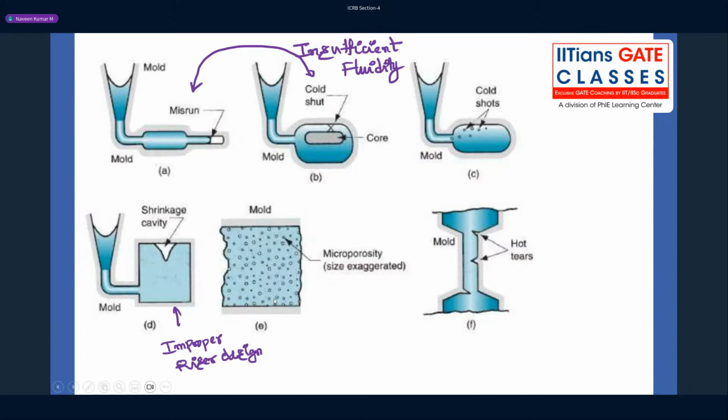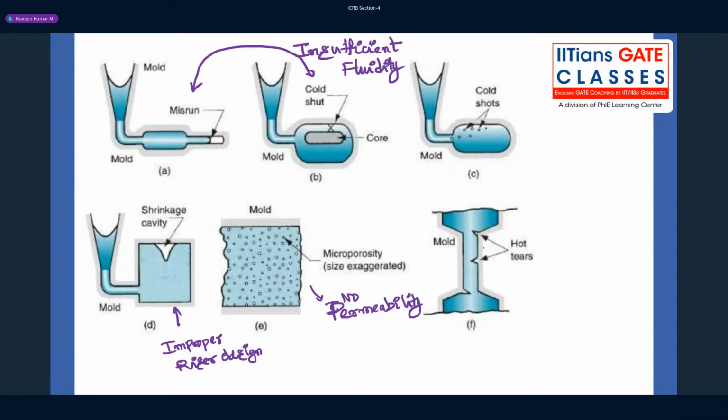Then there is liquid shrinkage, solid shrinkage, and solidification shrinkage. There are so many shrinkages. So you did not design the riser properly, shrinkage has come. Porosity is because of insufficient permeability. Permeability is one of the reasons why the gases have not escaped outside.